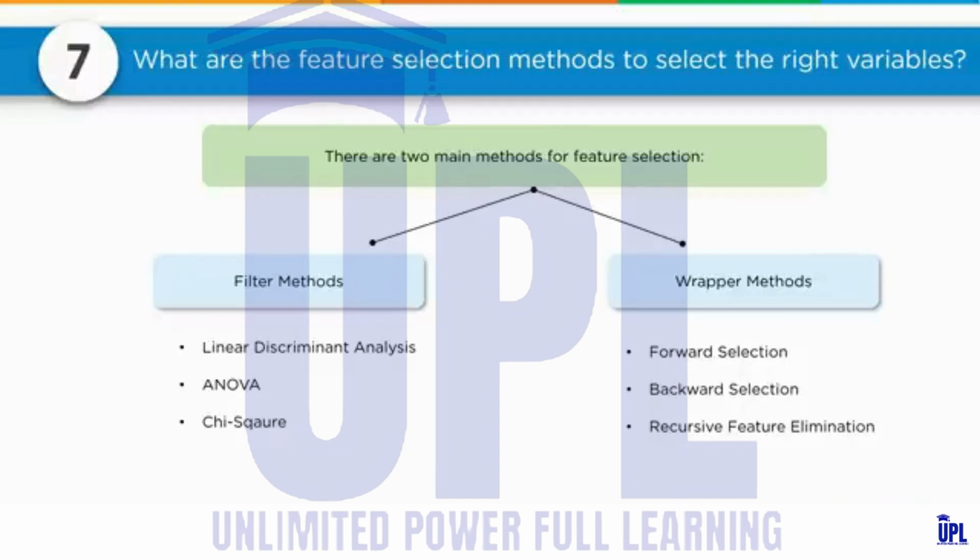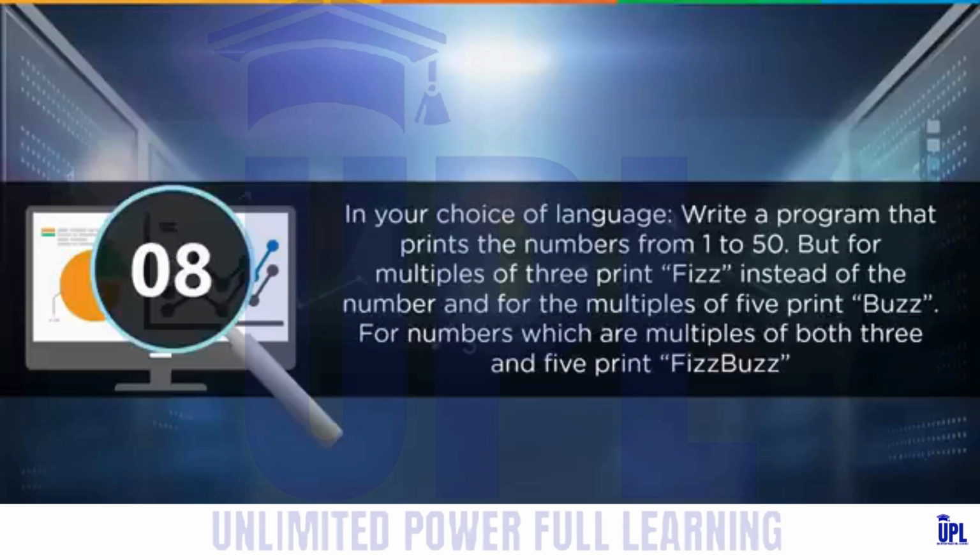But again, we have the filter method and the wrapper method, and it's important to understand that we're sorting the data out and finding out which features are going to represent the data the best and which ones are not going to really add any value to our models. Let's jump to number 8.